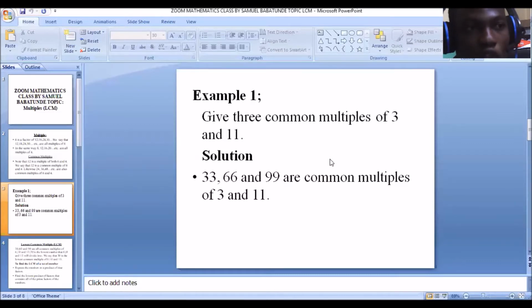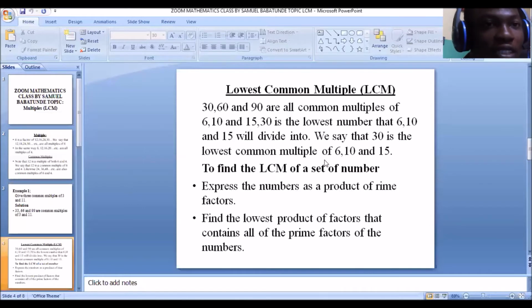So that is it on common multiple. Common multiple simply means the multiple of these numbers that are common. That is the multiple of a number that you can also find in the multiple of another number. That is the multiple of 3 that I can also find in the multiples of 11, and answer that this number is a common multiple of 3 and 11.